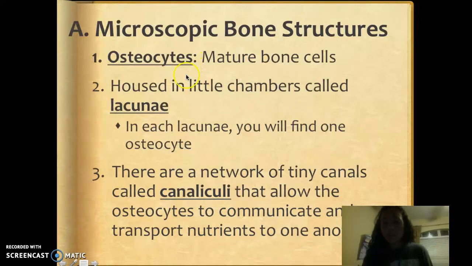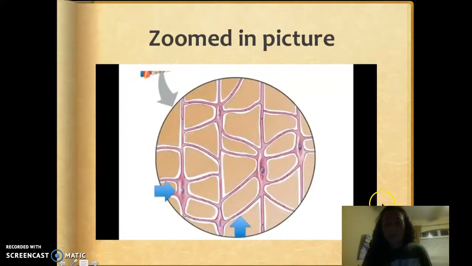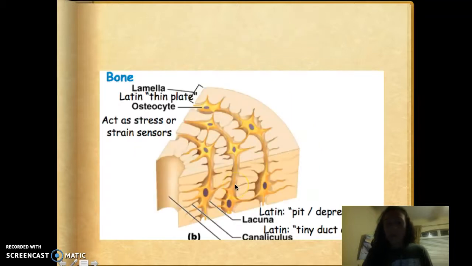All these cells are communicating with each other, exchanging nutrients and transporting things to each other through things called canaliculi. So osteocytes sit in these little pockets, the little chambers called lacunas, and they're all connected through something called canaliculi. In your diagram, here's a couple little diagrams. This here would be your lacuna. The osteocytes, the blue in the middle, and then they're all connected by canaliculi, and these are all different canals.